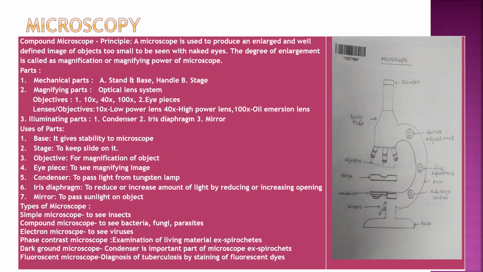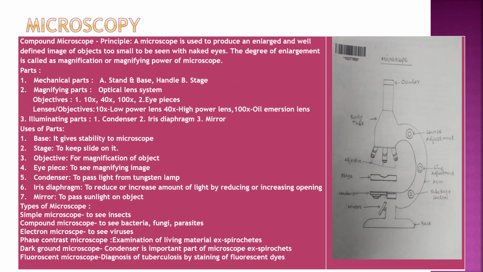Microscopy, compound microscope principle. A microscope is used to produce an enlarged and well-defined image of objects too small to be seen with the naked eye. The degree of enlargement is called the magnification or magnifying power of the microscope. Parts are mechanical parts: base, stand, handle, and stage. Magnifying parts: optical lens system, objectives 4x, 10x, 40x, 100x, and eyepieces.